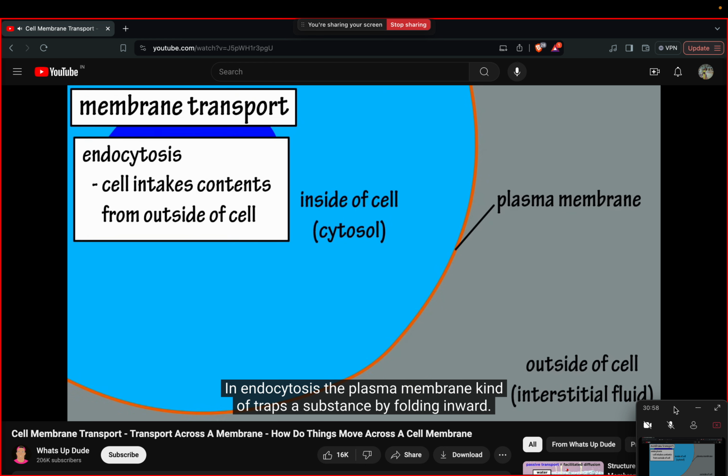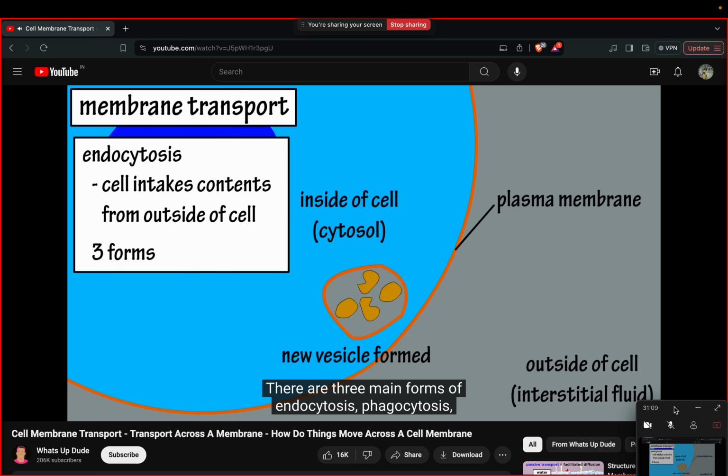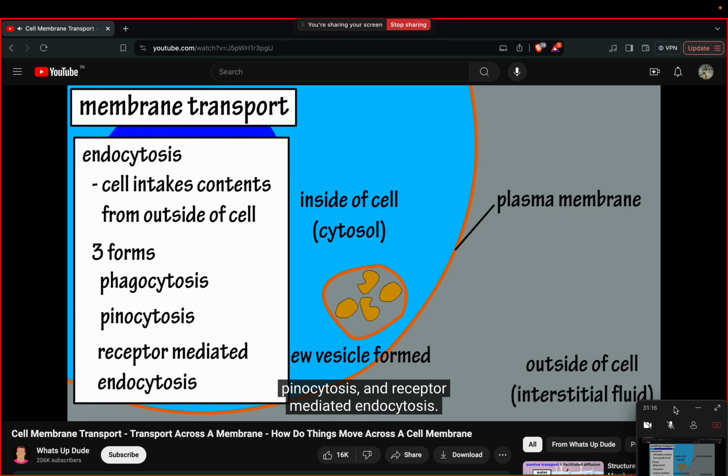In endocytosis, the plasma membrane kind of traps the substance by folding inward. The lipid bilayer then fuses to form a vesicle surrounding the substance. There are 3 main forms of endocytosis: phagocytosis, pinocytosis, and receptor-mediated endocytosis.